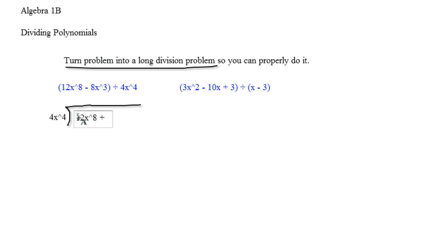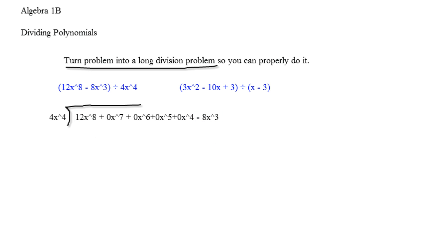Okay, so plus 0x to the seventh plus 0x to the sixth plus 0x to the fifth plus 0x to the fourth plus 0x, well, not 0x to the third, we do have that. That's minus 8x to the third. Okay, let me get rid of that plus.